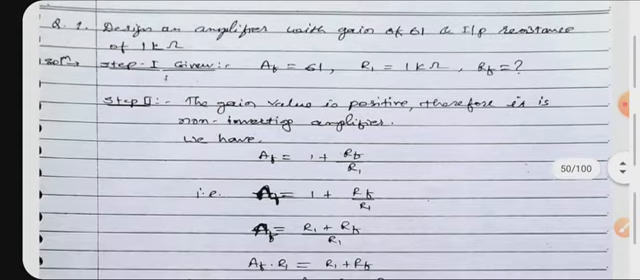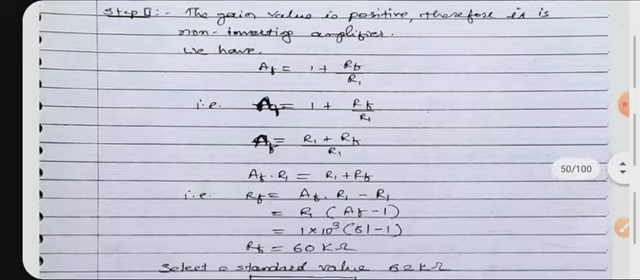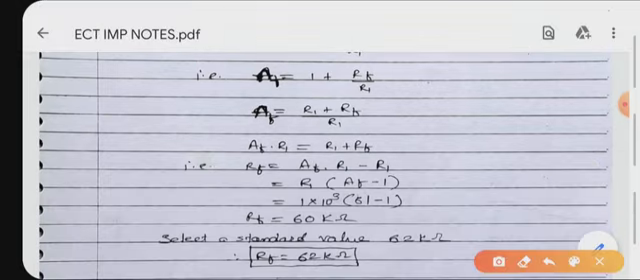Let us solve the problems. Design an amplifier with gain of 61 and input impedance of 1 kilo ohm. So given AF is equal to 61, R1 is equal to 1 kilo ohm, RF is equal to what? Design करना है, meaning you have to calculate the values of unknown parameters. So using the same formula, AF is equal to 1 plus RF by R1.